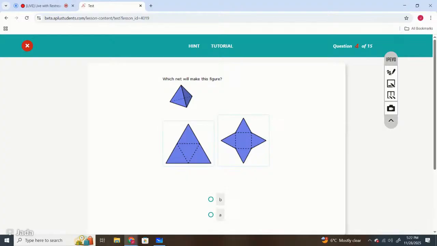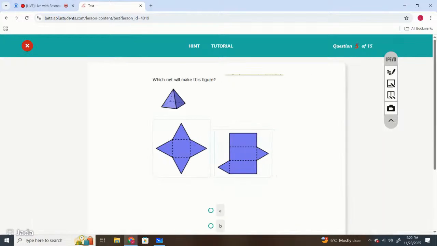Which net will make this figure, 1 or 2? Option number 2 is the correct option. So option number A is the correct option.